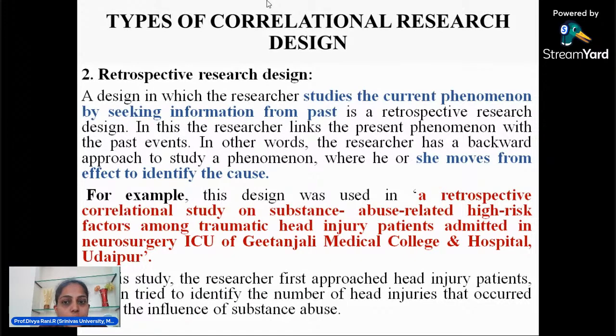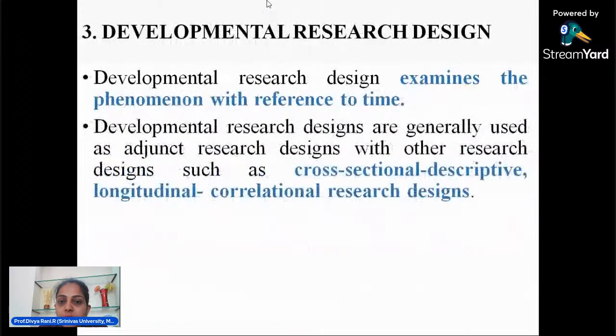That is called retrospective. Now, for example, you want to do a study on the substance abuse related high risk factors among traumatic head injury patients admitted in neurosurgery ICU. So what you do here, you are going to a group of patients who had head injury, and you are asking them and identifying what the causes of their head injury were. So from that you are coming to a result. So that is that kind of design.